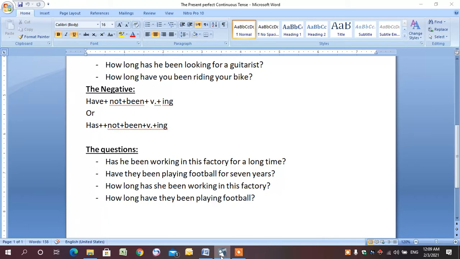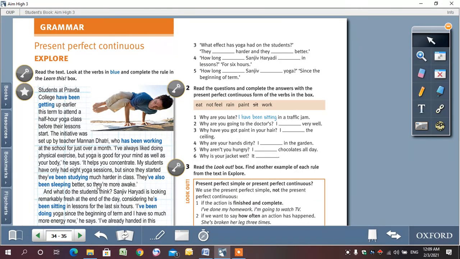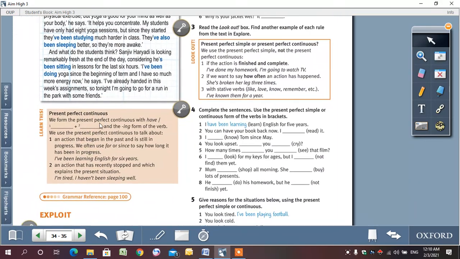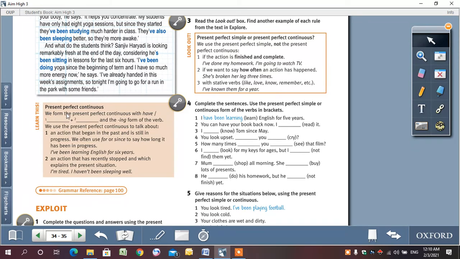Okay, now let's take a look at the lesson. So the present perfect continuous, we form the present perfect continuous with have or has plus been and the ing form of the verb. So again, have or has plus been and the ing form of the verb.